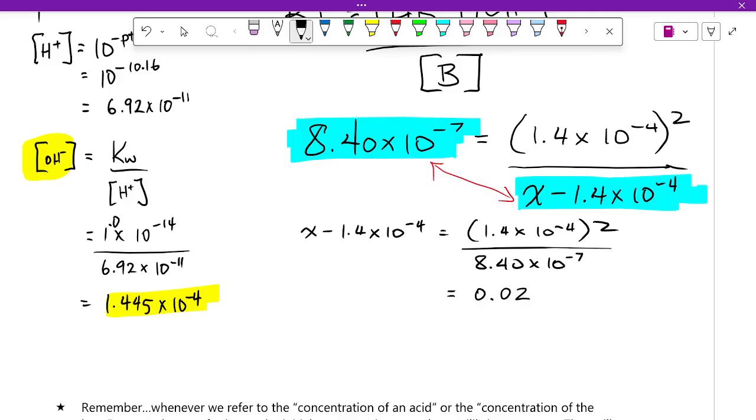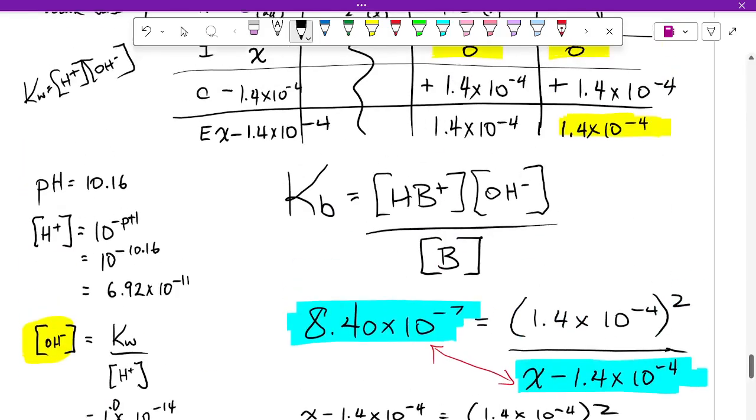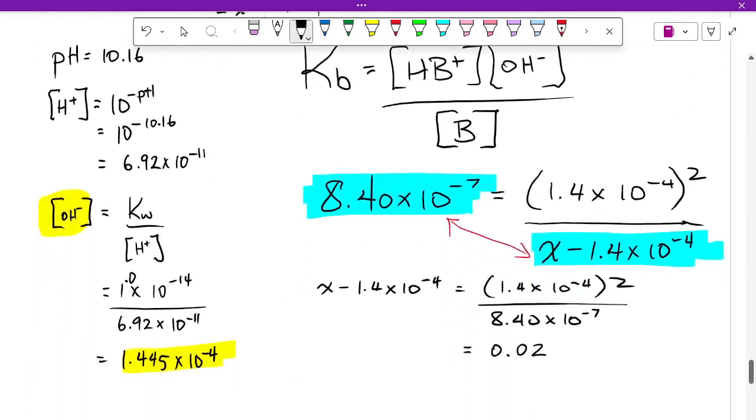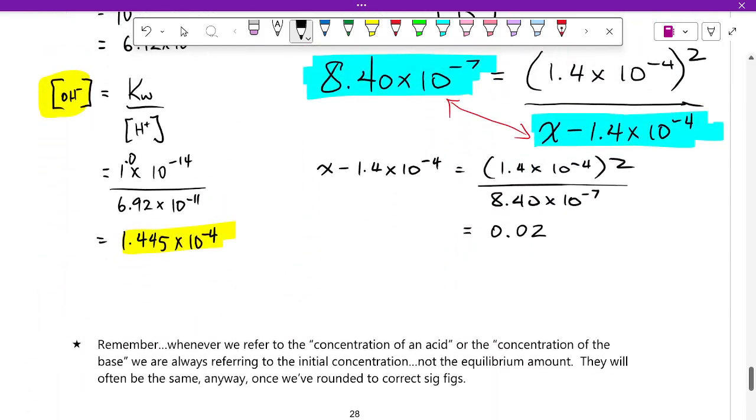Wait, why don't we do X is insignificant for this one? Because X is what we're looking for. And it's a big number, right? It's the concentration. It's the starting concentration. It's not small compared to the starting concentration. It is the starting concentration. 0.02487. And I got X minus 1.4 times 10 to the minus 4.